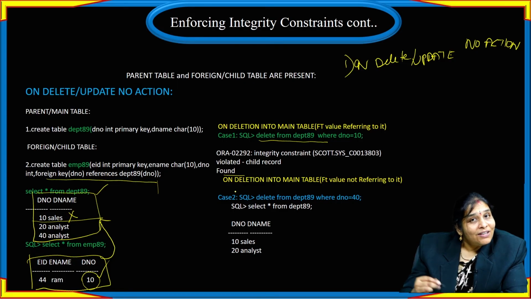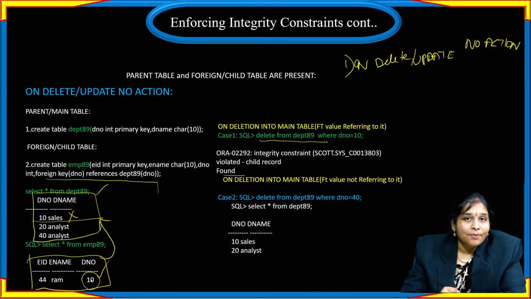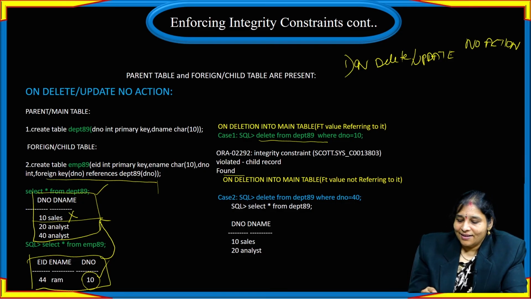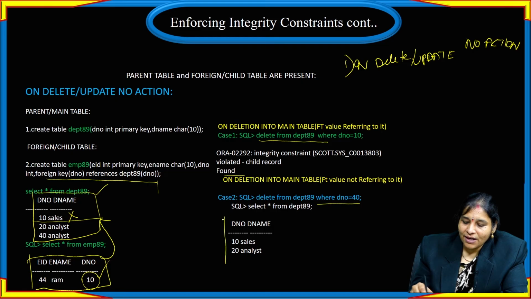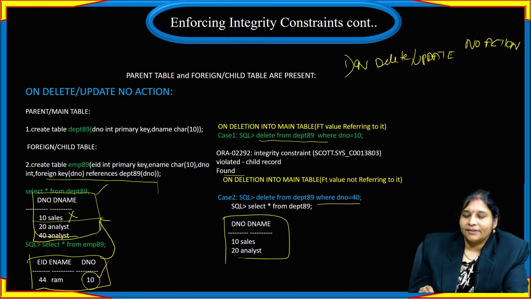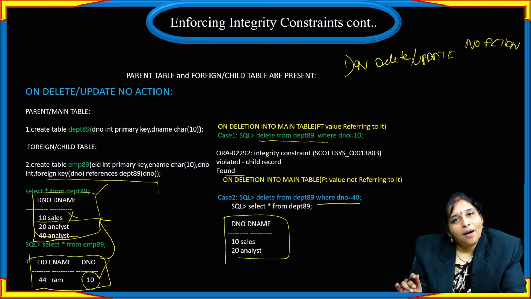Now I will try: if any child table value is not referencing, then can I perform deletion? See, check out, delete from department 89 where D number is equal to 40. If you observe carefully, the employee table has only one record, 10, referencing. There is no 40. Simply it says, now if you check over here, it's simply deleted 40. Everybody is clear? On delete or update, no action.